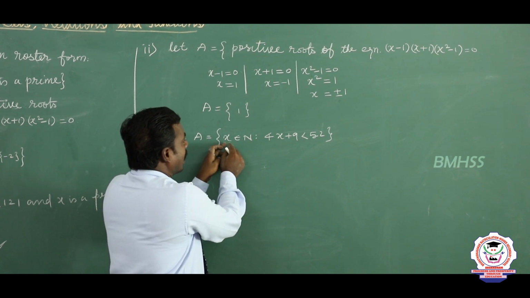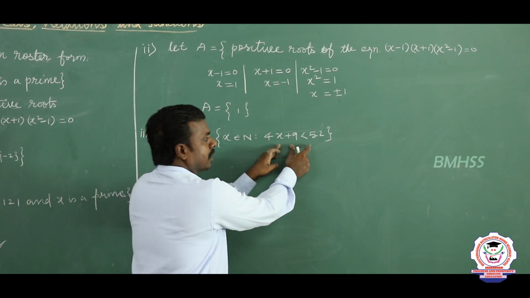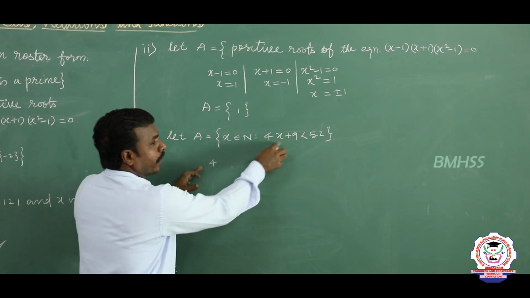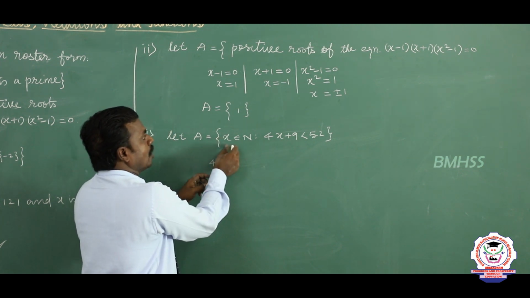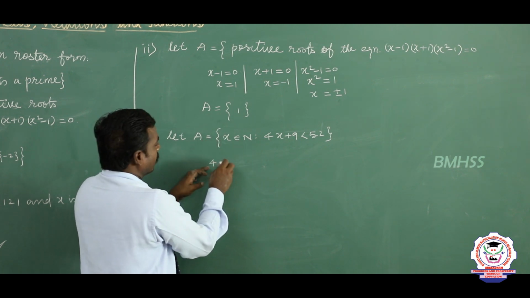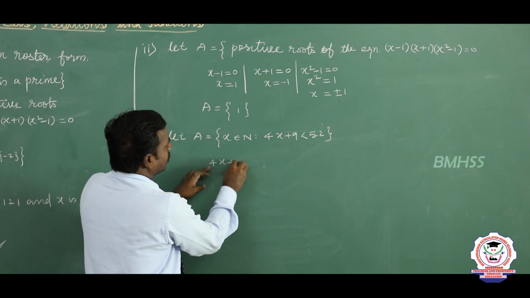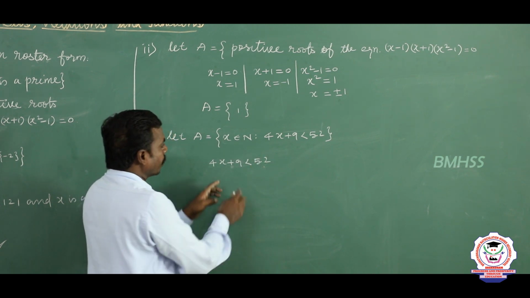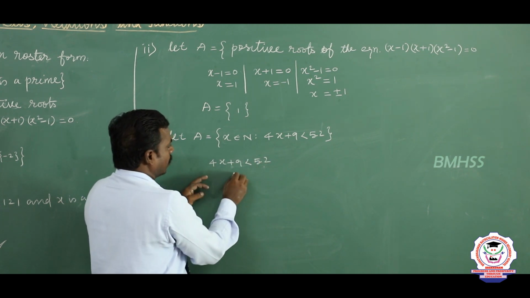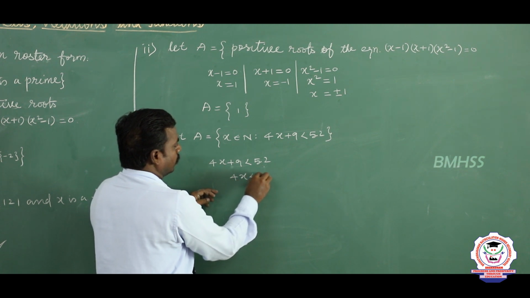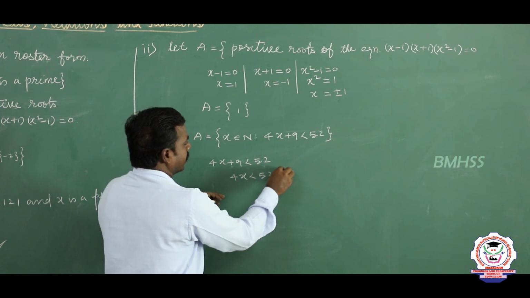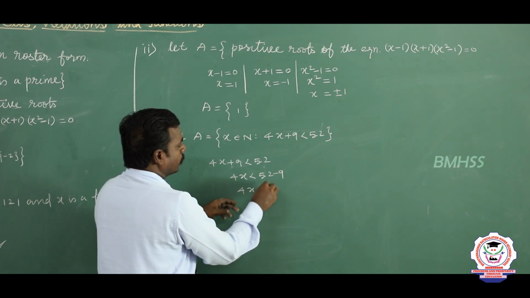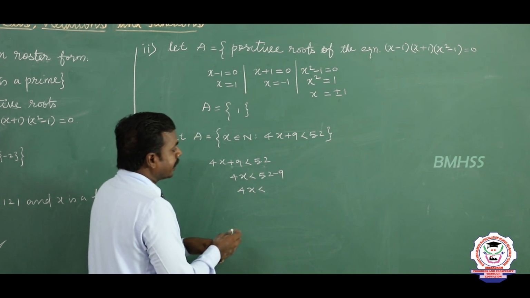Then I am going to find the value of x from the given inequality. First solve this to find the value of x, because the x values form set A. 4x plus 9 less than 52. Listen, very simple. So take plus 9 to the right hand side. 4x less than 52 minus 9. So 52 minus 9 is what? That is 43.